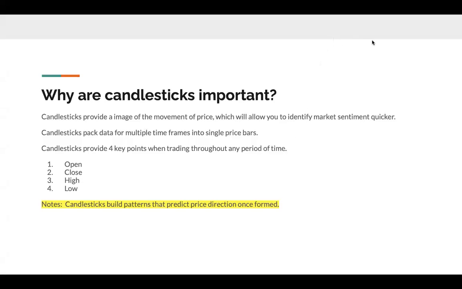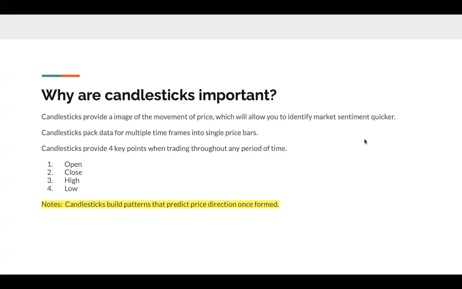All right, so let's go over why candlesticks are important. Candlesticks provide an image of the movement of price, which will allow you to identify market statement quicker. All charts aren't just candlesticks. Some people might trade lines. I know that Gary sometimes, if he wants to identify a trend, he might just use a line. Banks use bars. When it comes to candlesticks, this is normally what us retail traders use. So that's why I said identify market statement quicker.